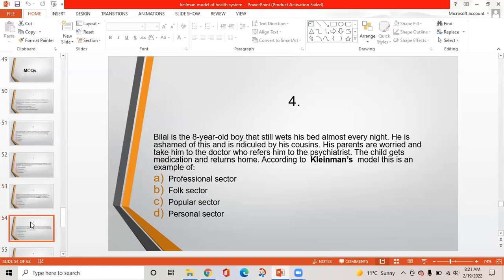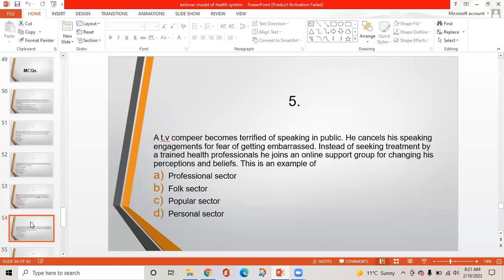It's professional sector. Fifth MCQ. A TV compere becomes terrified of speaking in public. He cancels his speaking engagements for fear of getting embarrassed. Instead of seeking treatment by a trained health professional, he joins an online support group for changing his perceptions and beliefs. This is an example of option A professional sector, option B folk sector, option C popular sector, and option D personal sector.